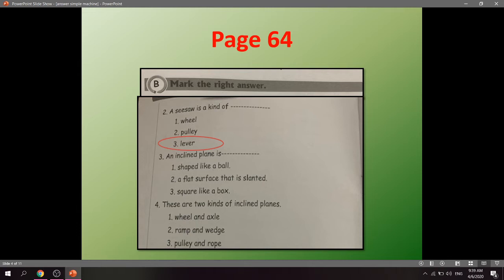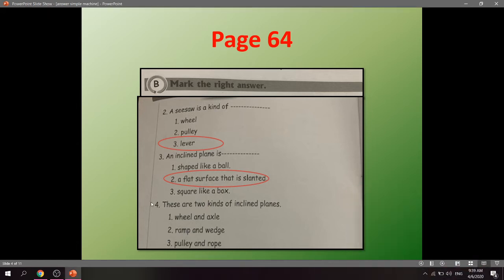Number 3, an inclined plane is here. Number 1, shaped like a ball, a flat surface that is slanted, or square like a box. You remember inclined plane? And what is the plane? It's a straight board. But inclined plane together is a flat surface that is slanted. Slanted means goes from up to down or down to up.